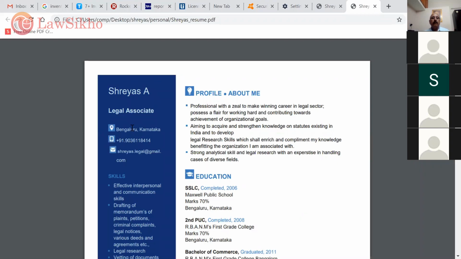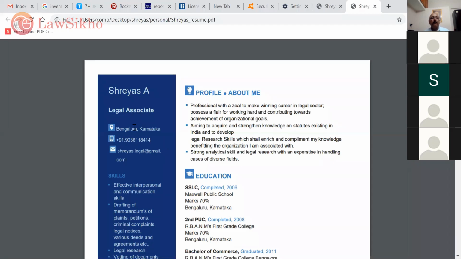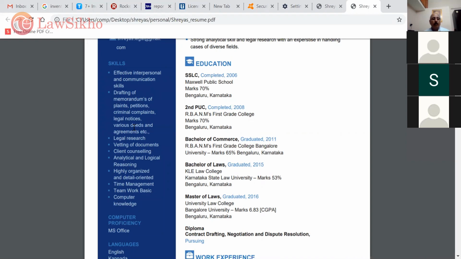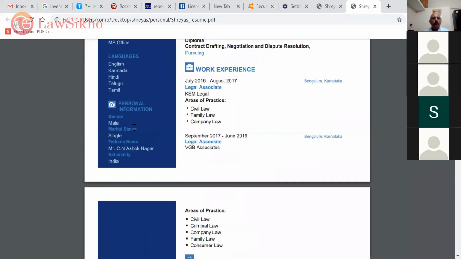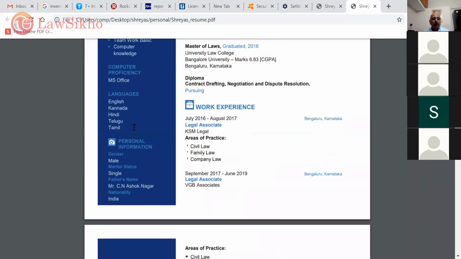Now, where are you a legal associate? I'm currently working with VGB Associates. VGB Associates, Bangalore. But where is that written? Below, under work experience. Yeah, I saw. But it's not written above, and you've written legal associate above. So these kinds of things become a little problematic.